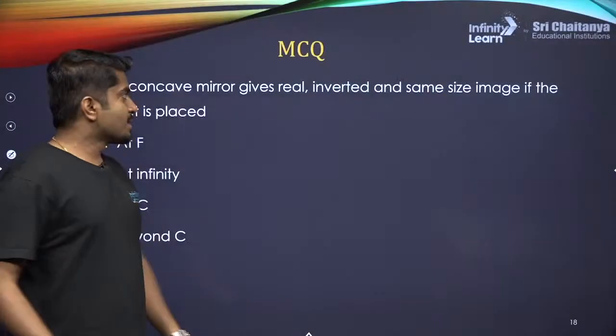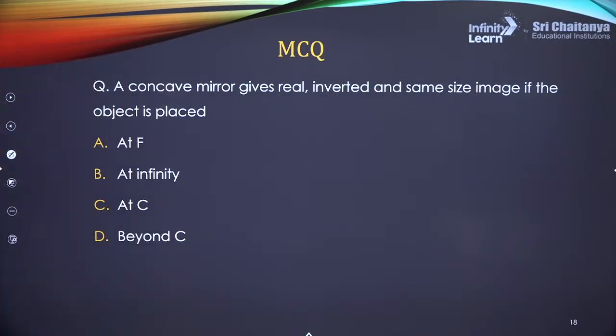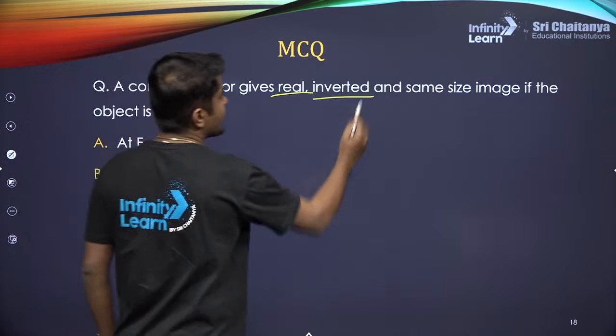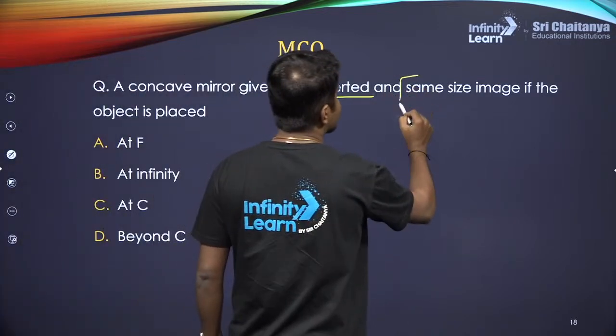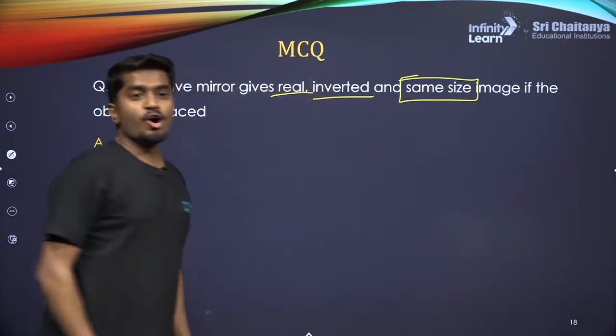All right, let's solve some questions based on this. Can you solve? Try to solve. Type your answer in the chat. Okay, I'll read the question for you. Concave mirror gives a real inverted image, but the main important point is it is the same size as the object.